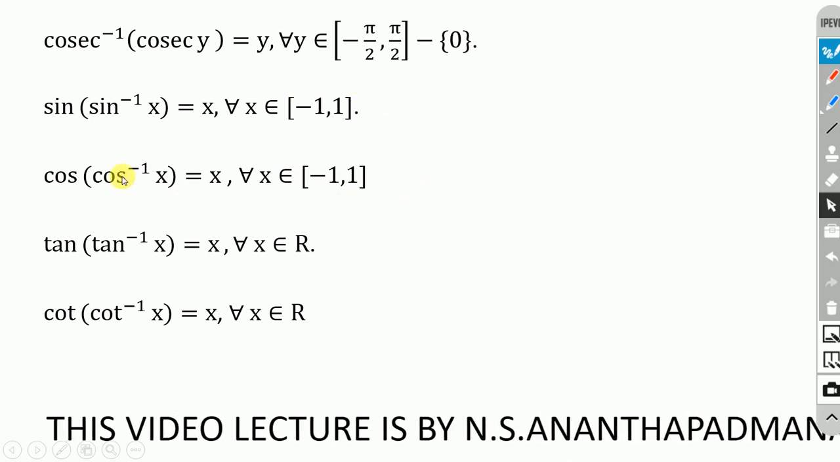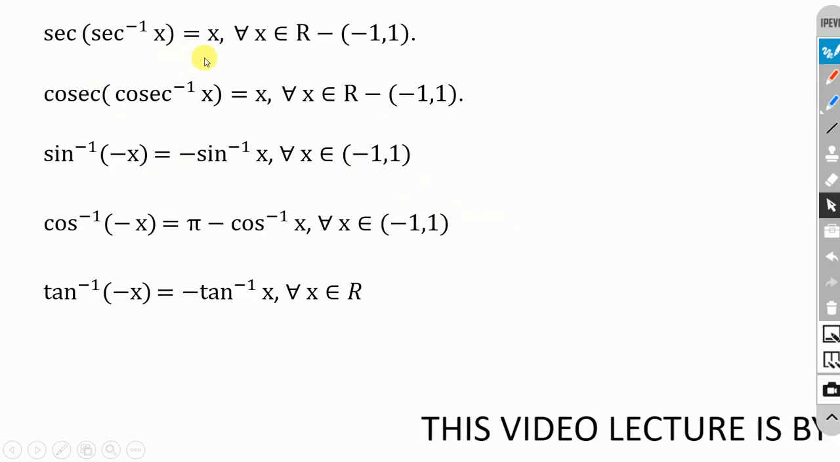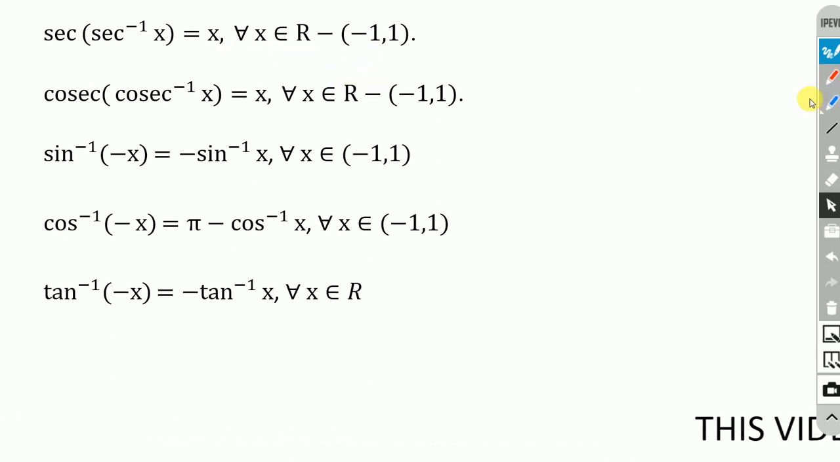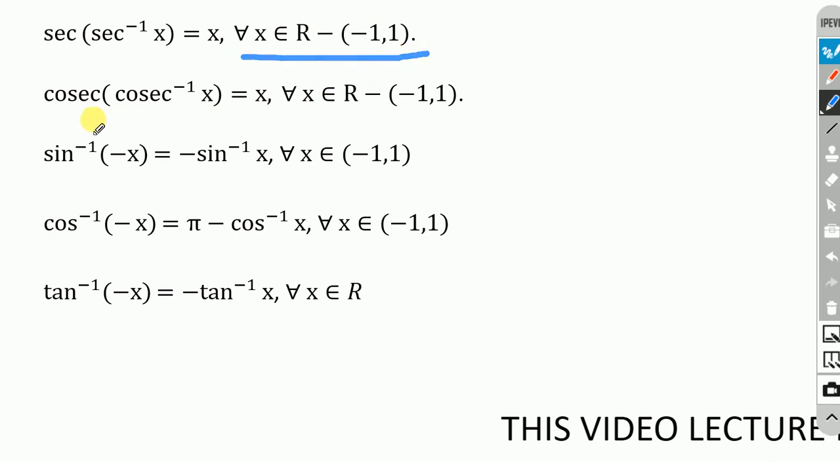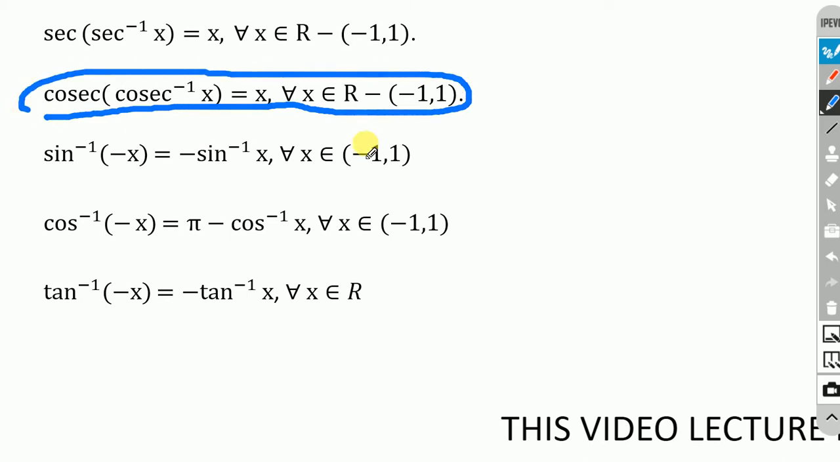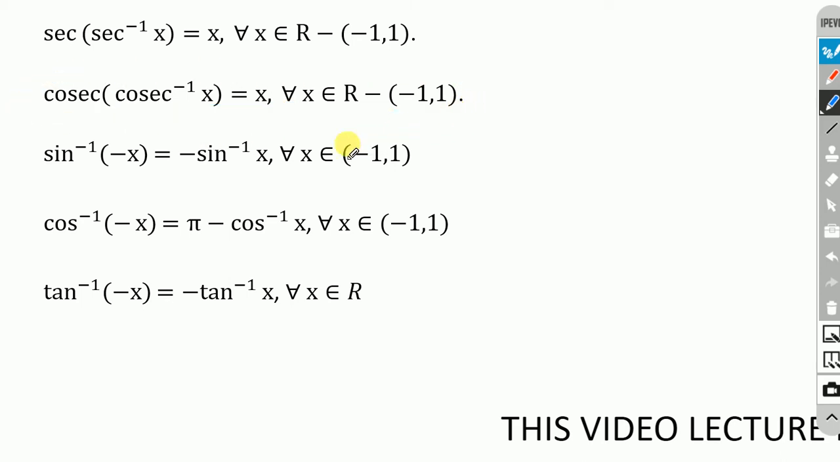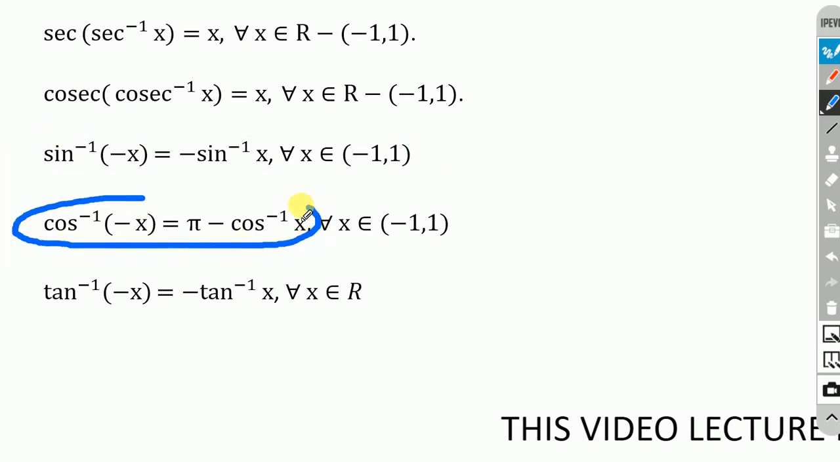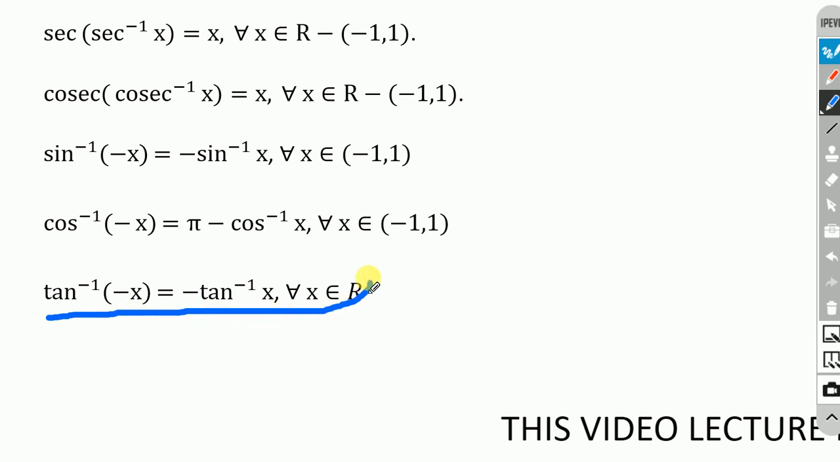Now, secant of secant inverse x equals x for all x belonging to R minus the open interval -1 to +1. Cosecant of cosecant inverse x is x for all x belonging to R minus the open interval -1 to 1. And we have this property: sin inverse of -x is -sin inverse x, and cos inverse of -x is pi minus cos inverse x for all x belonging to the interval -1 to 1, and tan inverse of -x is -tan inverse x.